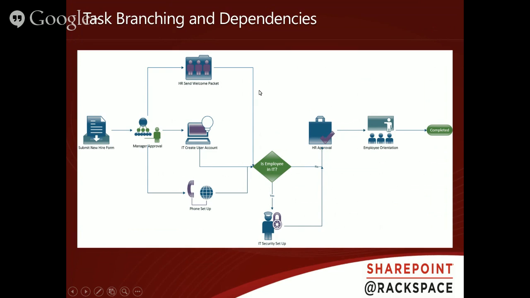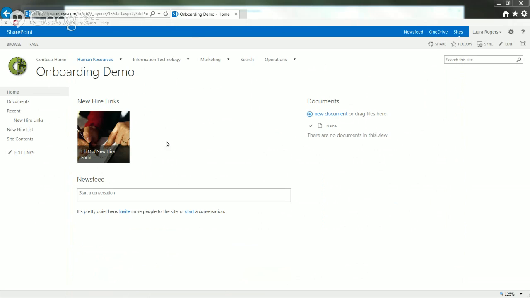And then after all three of those happen, we have a little condition in here. If the person's an IT employee, then IT security has to do some special extra thing with them, and then HR approval is the next step, and after that they're going to go to the employee orientation class. Okay, so that's just the gist of what the workflow is going to be doing.